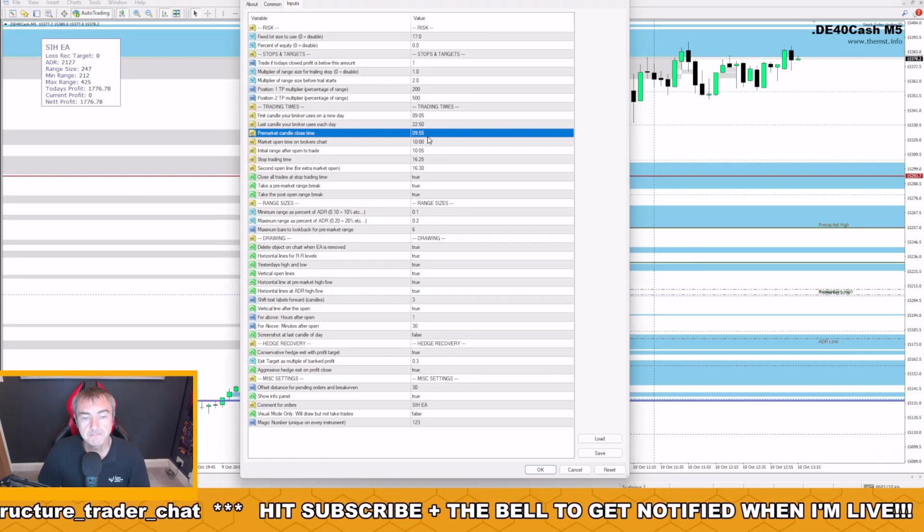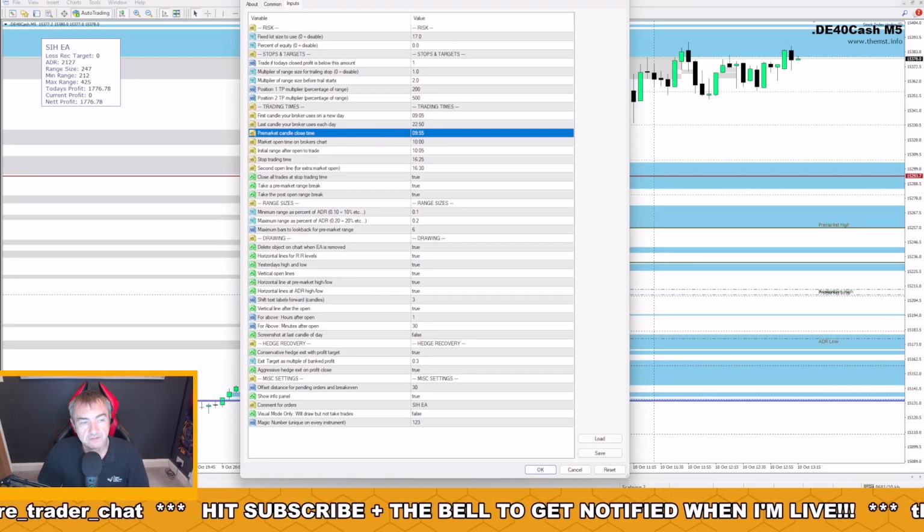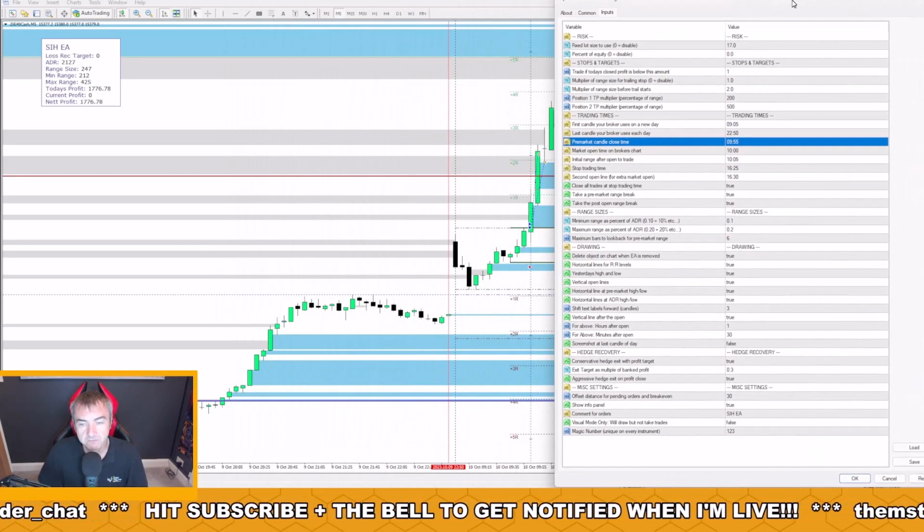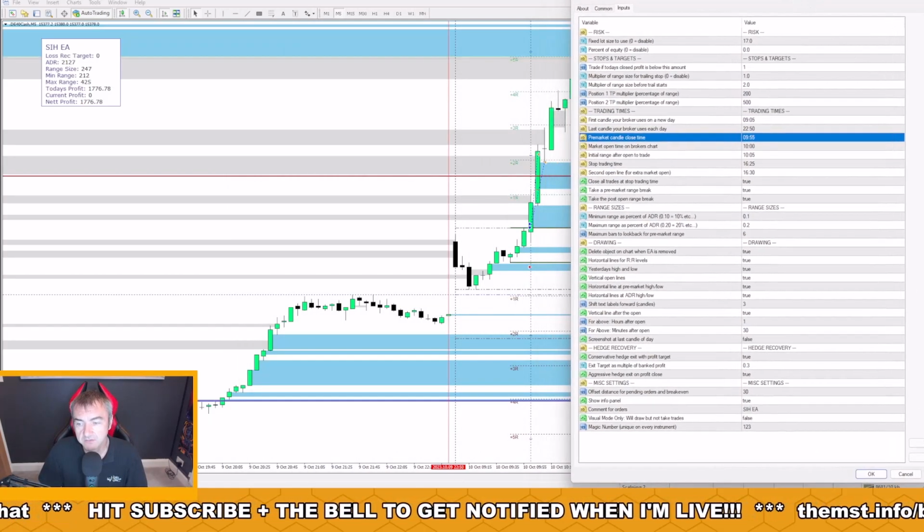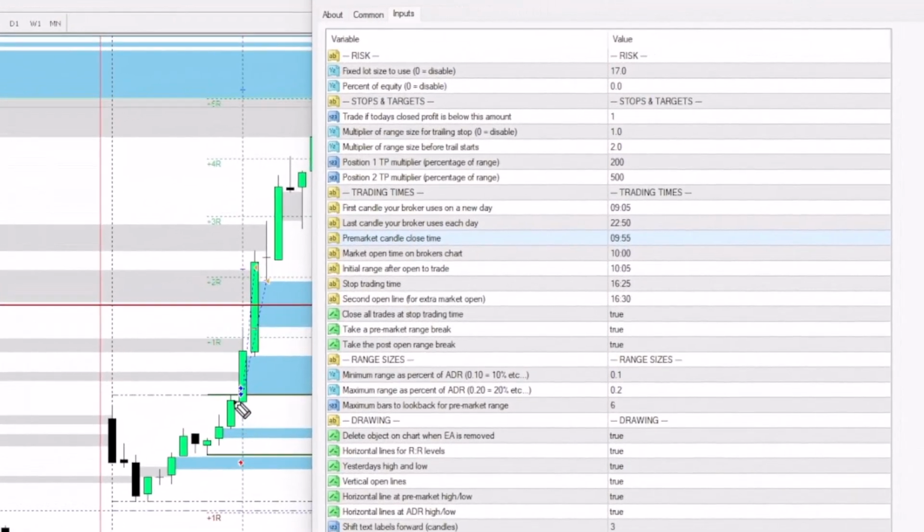Pre-market candle close time. This is 5 minutes. So this EA runs on the 5-minute chart. So this is going to be the candle before the open of the market. Okay, so in the UK, on my particular broker, the market open time on my broker's chart is 10 a.m. Okay, so it's 8 a.m.